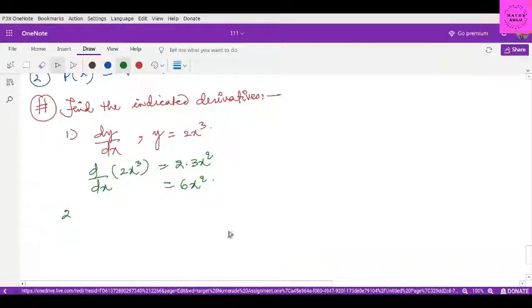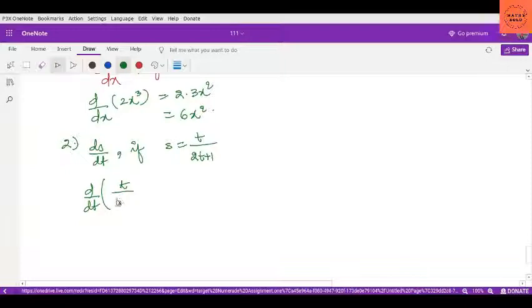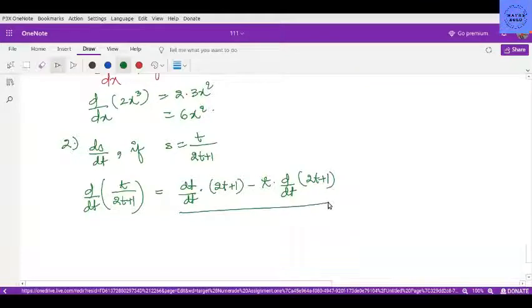The other problem is ds upon dt if s equals t upon 2t plus 1. So we have d upon dt of t upon 2t plus 1. This is equal to dt upon dt into 2t plus 1 minus t into d upon dt of 2t plus 1, upon 2t plus 1 whole square.